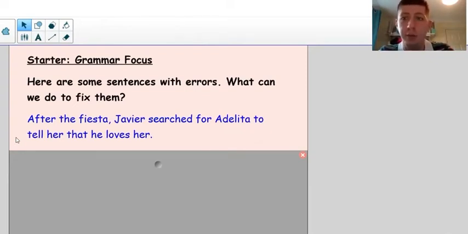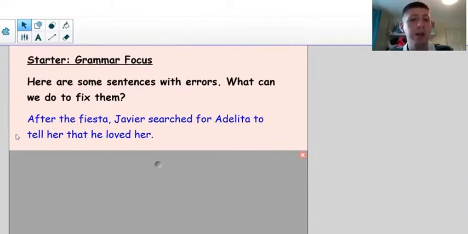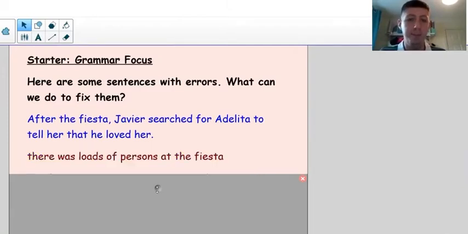So now let's read the sentence one more time and just check there's no more mistakes. After the fiesta, Javier searched for Adelita to tell her that he loves her. Javier searched for Adelita to tell her that he loved her would make more sense because then that would be in the past tense. So loves needs to change to loved, to tell her that he loved her. Okay, now we're going to have a look at the second sentence and see if we can fix that.